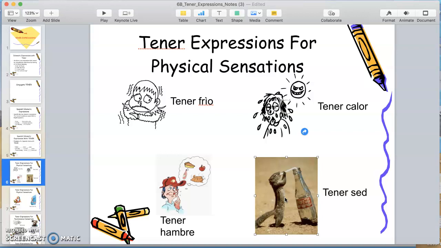The first guy, tener frío, means to be cold. The second guy, tener calor, to be hot. Tener hambre, to be hungry. And tener sed, to be thirsty. Now, the only liberty I really have for this purpose right now is I can change tener, but I cannot do anything else. I need everything else to stay the same.